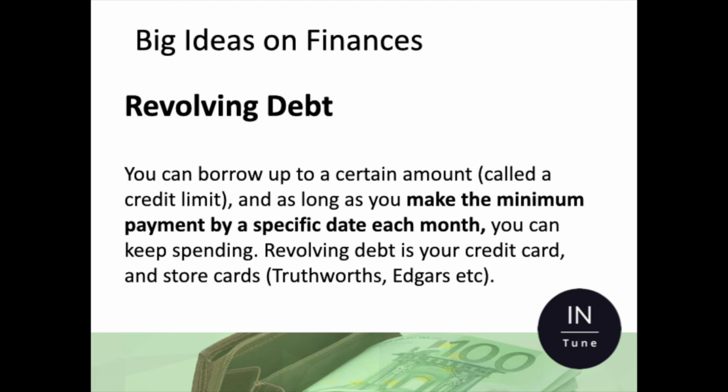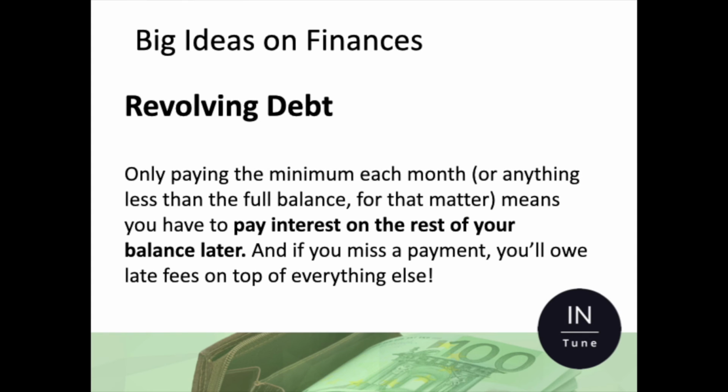So revolving debt is, for instance, your credit card and store cards. Think of Target, Truworths, Edgars, those type of revolving debt. Only paying the minimum each month, or anything less than the full balance for that matter, means that you have to pay interest on the rest of your balance later. And if you miss a payment, you'll owe late fees on top of everything else.